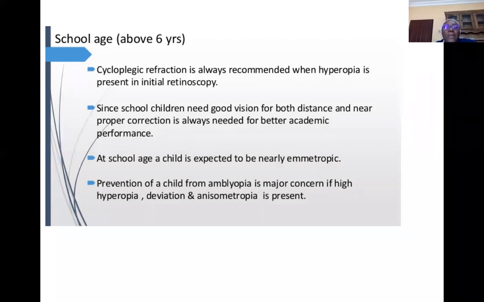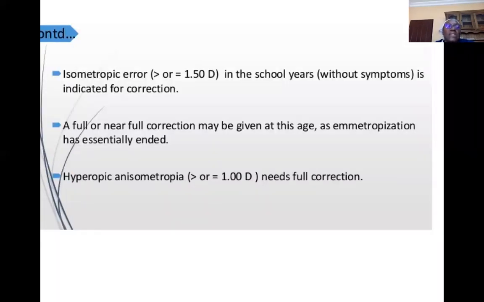Because amblyopia is something that we need to be concerned with, especially in cases of high hyperopia, whereby they could have deviation and whereby there's esotropia and anisometropia. So we have to be wary of that and be careful. But in the older child, that's older than 6 years, if the error is the same in the 2 eyes and is more than 1.5 diopters, even without symptoms, it's good to give correction because they're in school, they need their near vision. Then anisometropia of more than 1 diopter needs full correction.